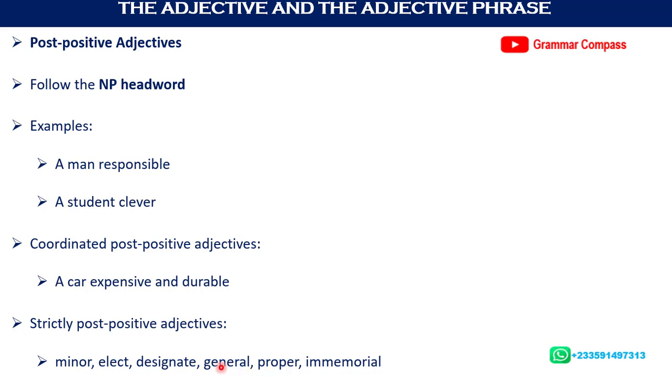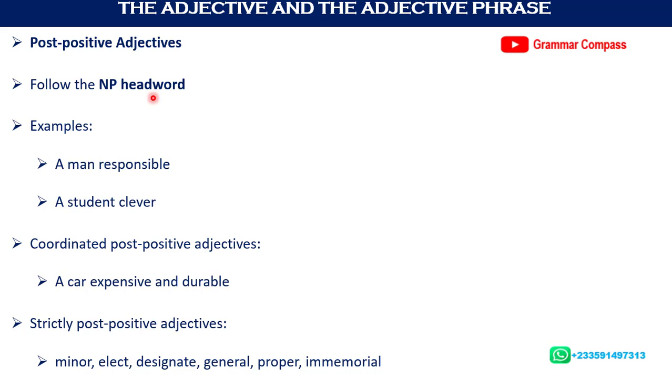Now you can also say attorney general, where general is postposed to attorney, which means that general in that sense will be a post-positive adjective. In a similar way, you can also say the president-elect. In that case, elect would be qualifying president. It is a post-positive adjective because it comes immediately after president. These are the post-positive syntactic categories of adjectives.